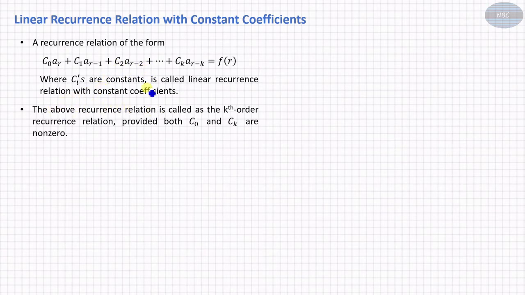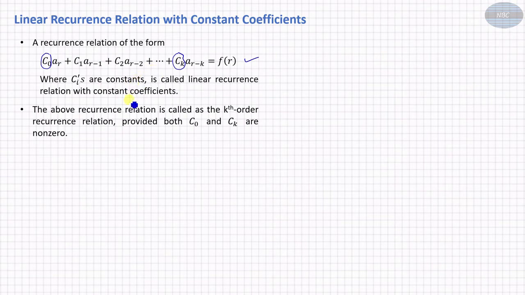The above recurrence relation is called a kth order recurrence relation provided both C0 and Ck are non-zero. The rest of the Ci may or may not be 0, but the condition is that C0 and Ck must be non-zero. Then we can say this is a kth order linear recurrence relation with constant coefficients.